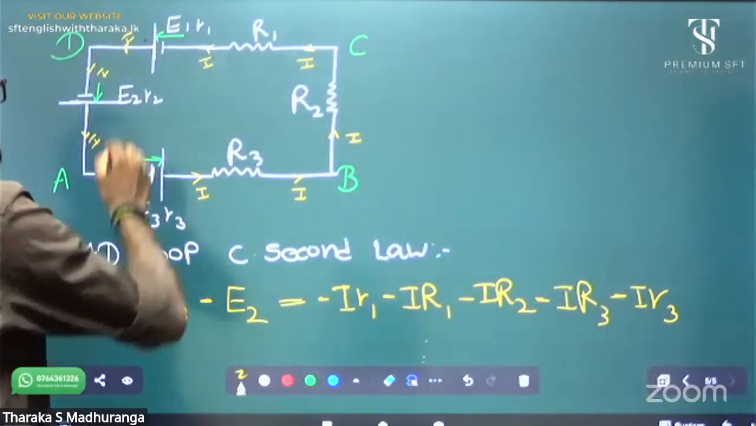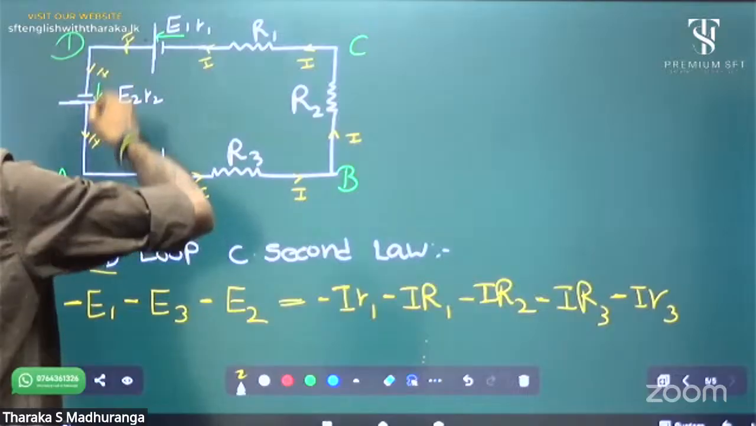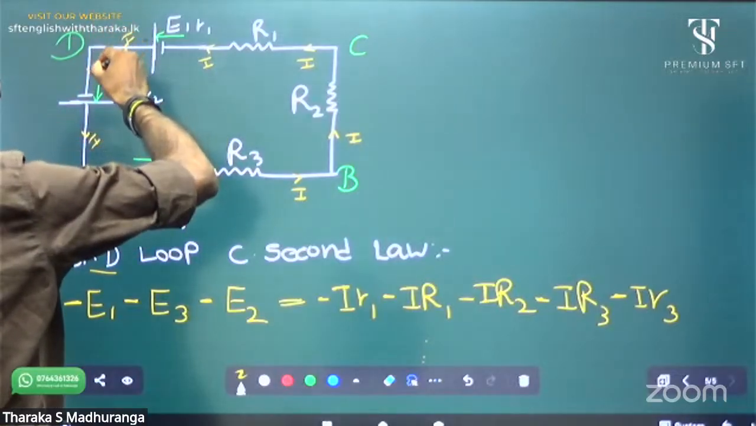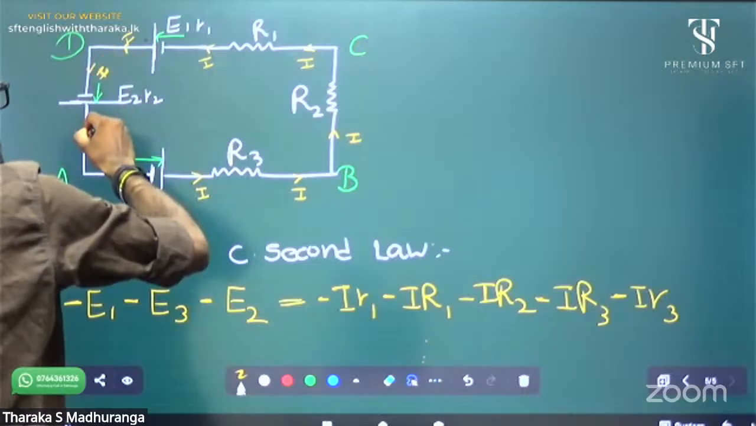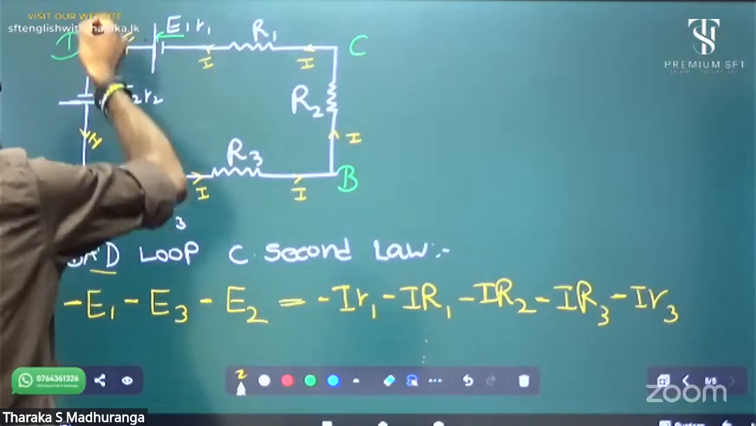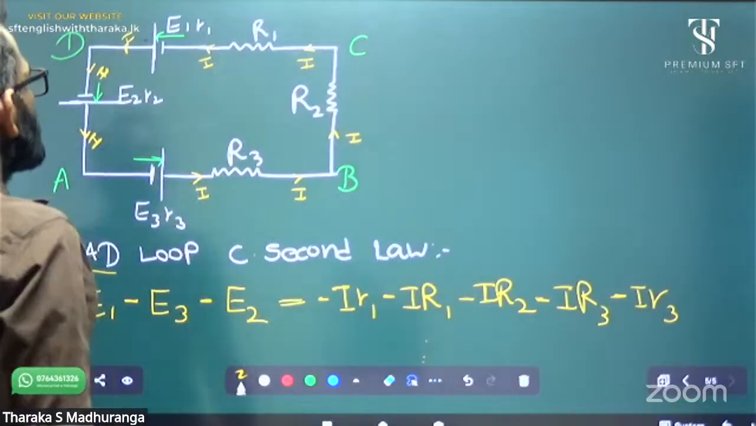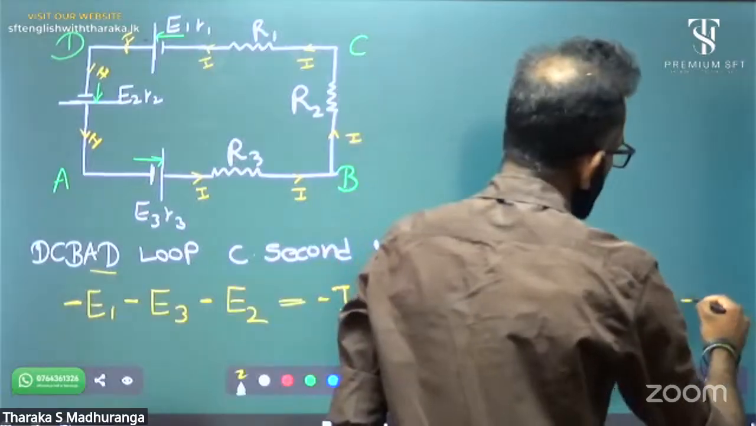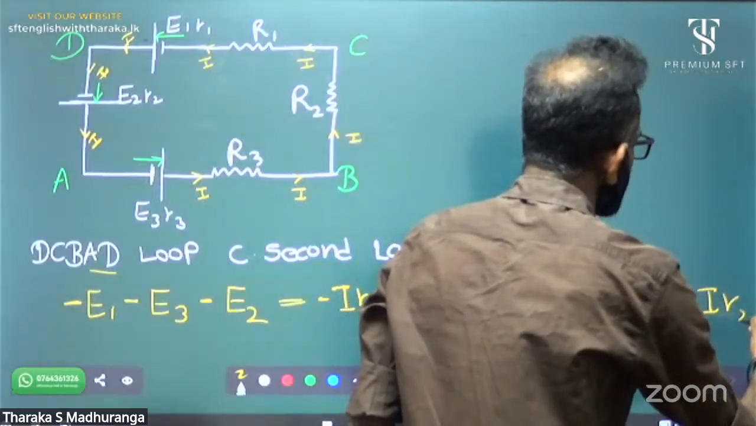We have to follow up to D. Then my direction and current direction are opposite, right? I'm going from A to D, but current flows from D to A. It is again minus I R2.